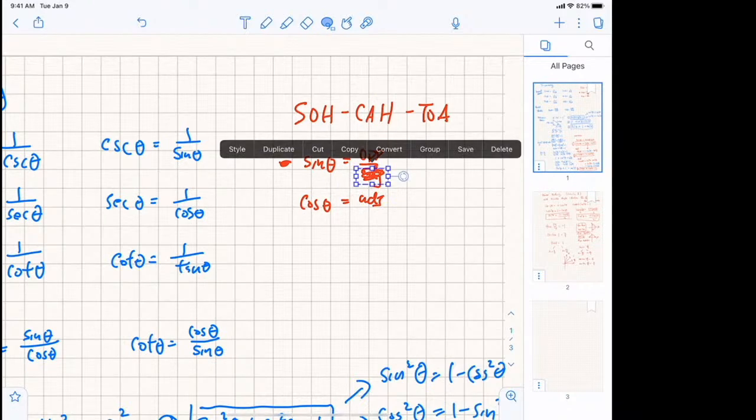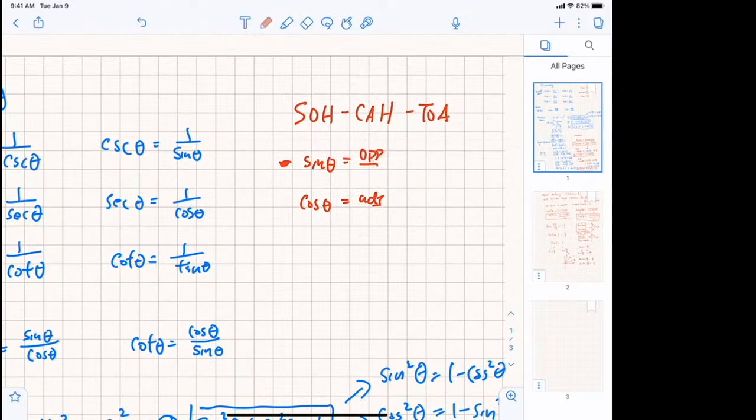So, opposite over hypotenuse. Can't spell hypotenuse. Cosine theta is adjacent over hypotenuse. Tangent theta is equal to opposite over adjacent. Now remember, this one you're going to use in the topic called related rates.